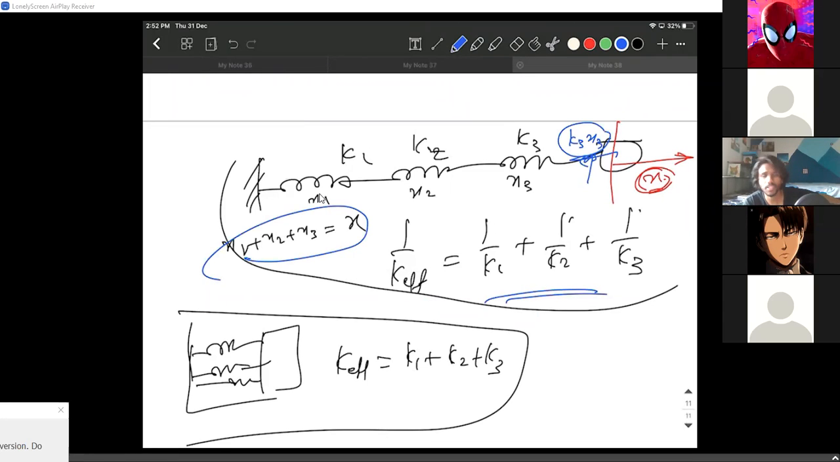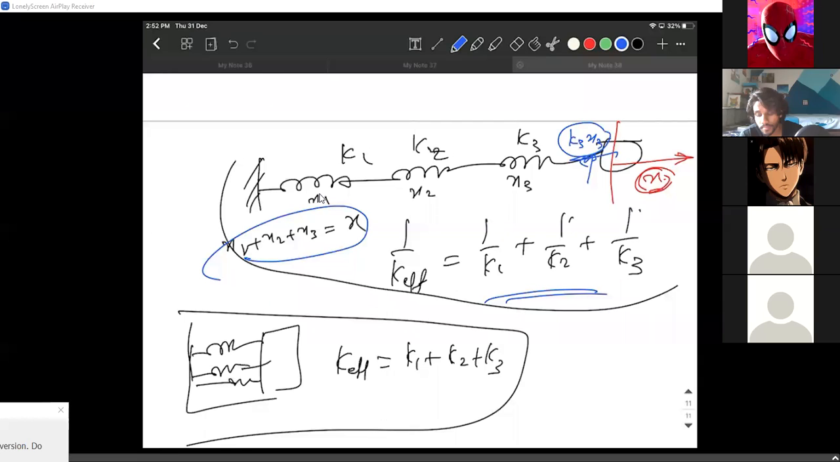It's a thing, but you don't have to do it anyway. The force in each spring is equal: k1 x1 equals k2 x2 equals k3 x3.